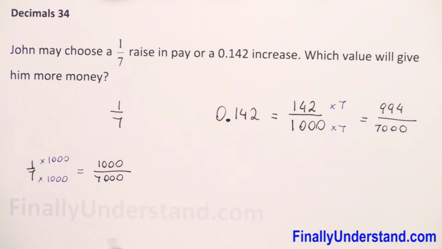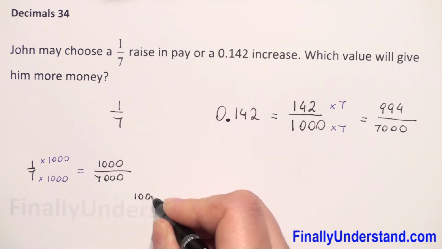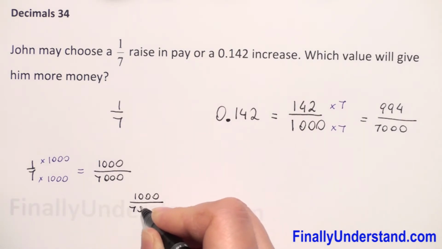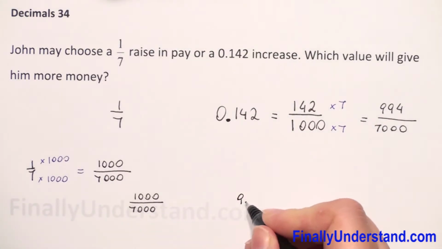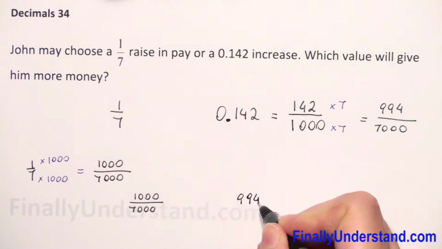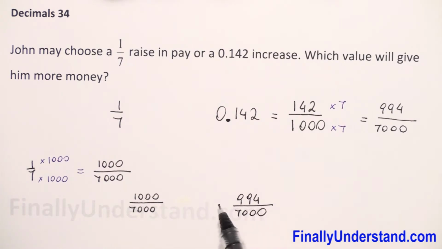So let me copy these two fractions. On the left side we have 1000 over 7000, and on the right side we have 994 over 7000. We have to compare these two fractions. Denominators are the same, so we have to only check numerators. Let me copy these numerators. We have 1000 and 994. Which number is greater? Of course, 1000 is greater.